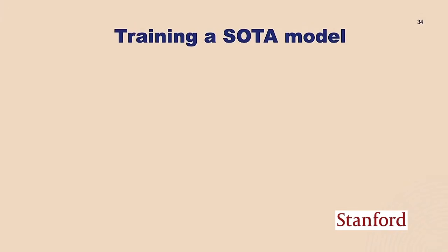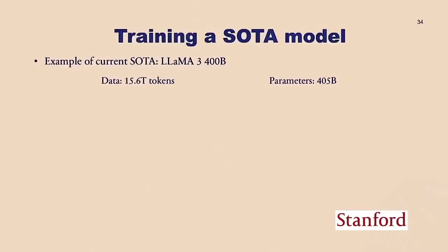Okay, I want to give you some back-of-the-envelope computation. I might be off by a few factors here, but I just want to give you a sense of how costly it is to train some of these models. I'll give as an example LLaMA 3 400B, which is currently the best open source model that you can get. It was trained on 15.6 trillion tokens. It has 405 billion parameters.